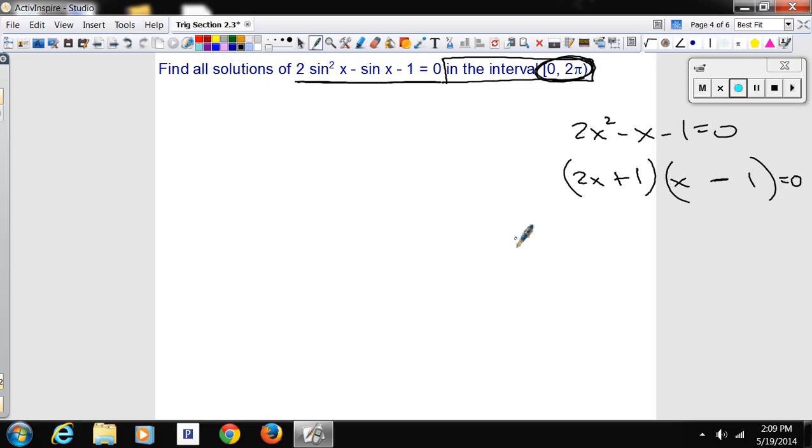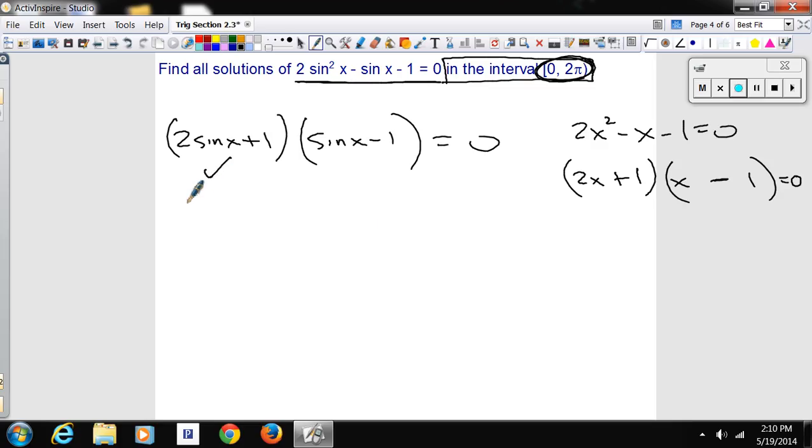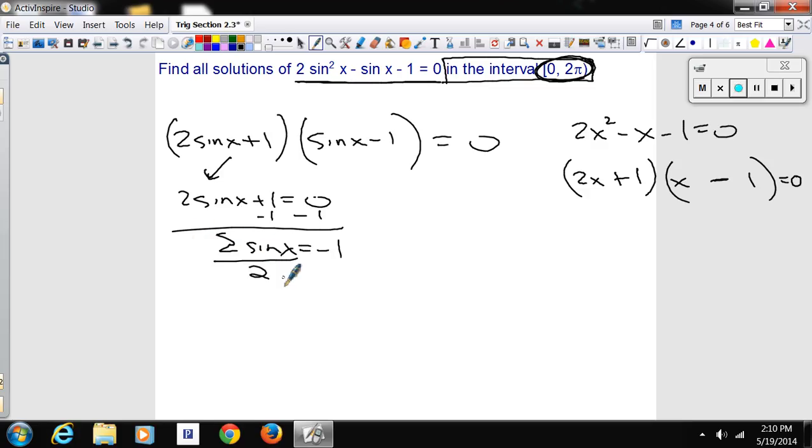So applying these two parentheses to this problem, what would my two parentheses be for this problem? Instead of 2x plus 1, what am I going to have over here? 2 sine x plus 1. But instead of x minus 1, I'm going to get sine x minus 1. Now you can just set them both equal to 0 and solve them. So you're going to do 2 sine x plus 1 equals 0, subtract 1. 2 sine x equals negative 1, divide by 2.